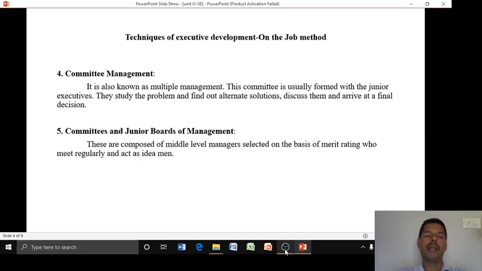Next, the fifth one, committees and junior boards of management. These are composed of middle level managers selected on the basis of merit rating, who meet regularly and act as idea men. Such middle level managers will meet regularly, and they will give information and guidance to the junior members.